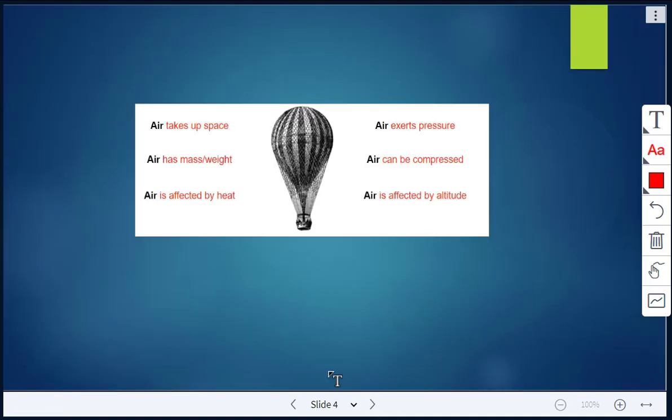All right, so just again, the 6 properties of air. Air takes up space, air has mass or weight, air is affected by heat, air exerts pressure, air can be compressed, and air is affected by altitude.